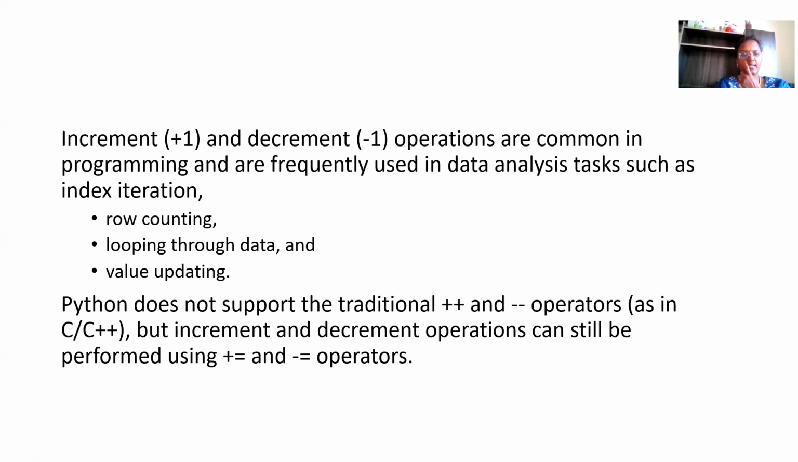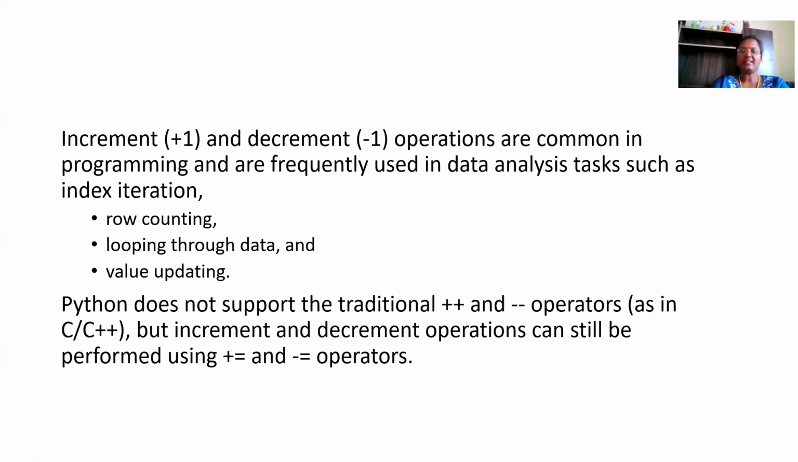Particularly in data analysis, most of the people are using Python. Here, increment and decrement operations are common in programming and are frequently used in data analysis. For what kind of tasks do we use increment and decrement? Such as index iteration like row counting, looping through data, and value updation.